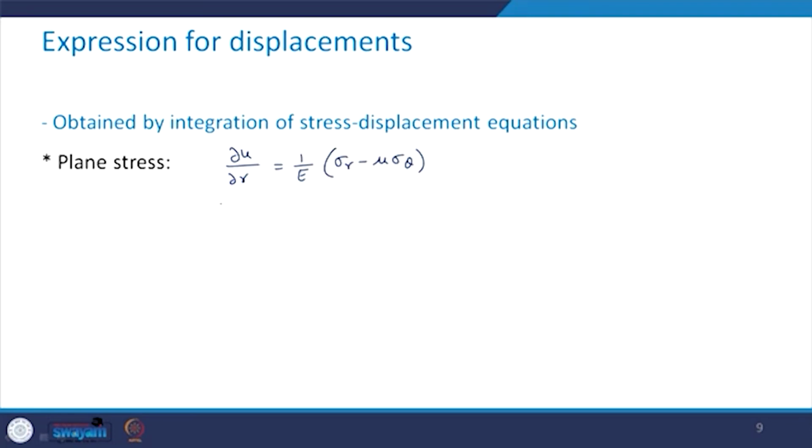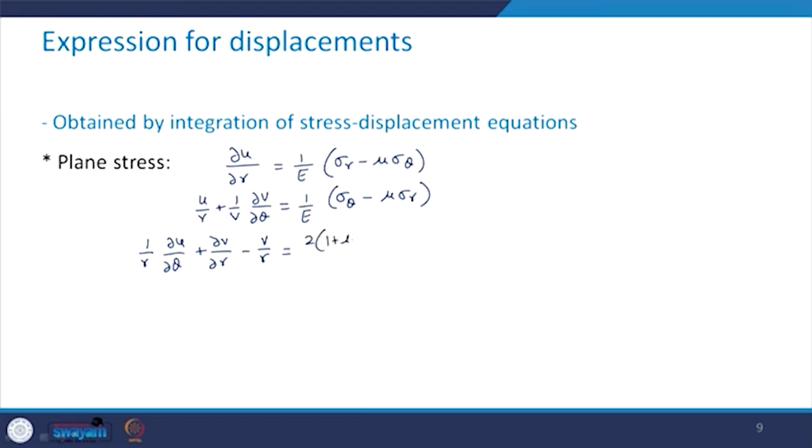That is the first one. Then we have u upon r plus 1 upon v del theta is equal to 1 upon E (sigma theta minus mu times sigma r). And then the last one we have as 1 upon r del u del theta plus del v del r minus v upon r is equal to 2 (1 plus mu) upon E into tau r theta. So, we take these as equation 11 A, B and C.